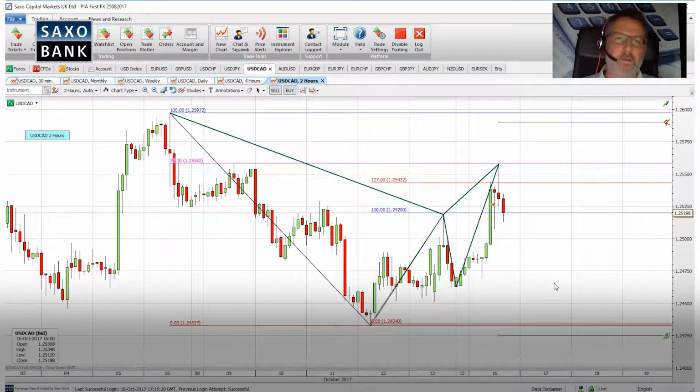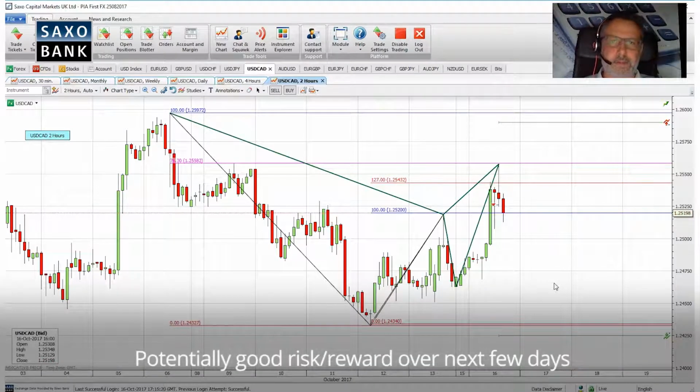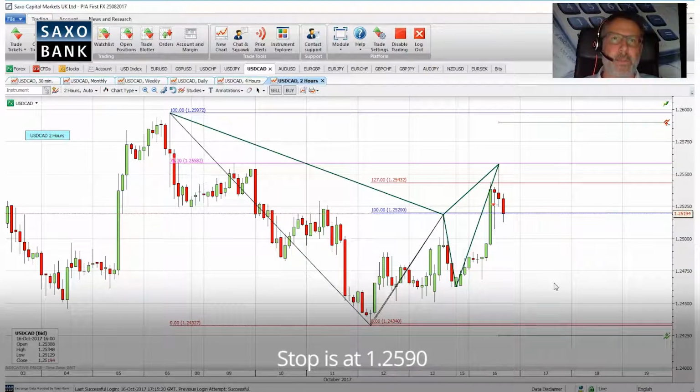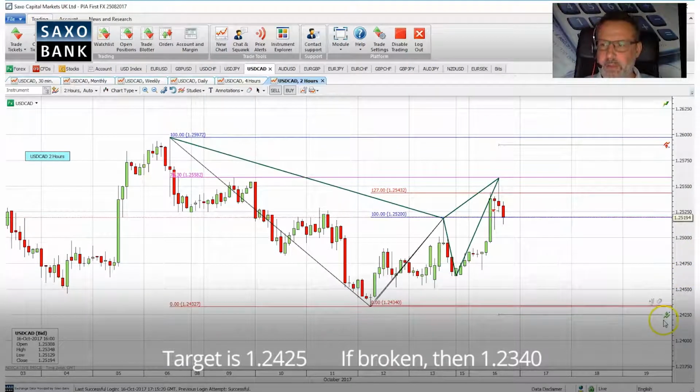So we're looking for lower levels in dollar CAD, and it is corrective, but it does offer quite good risk reward over the next few days. So we're short in dollar CAD at 125.26. We've got a stop placed at 125.90. The first target area is here, which is 124.25, which is our bespoke support.